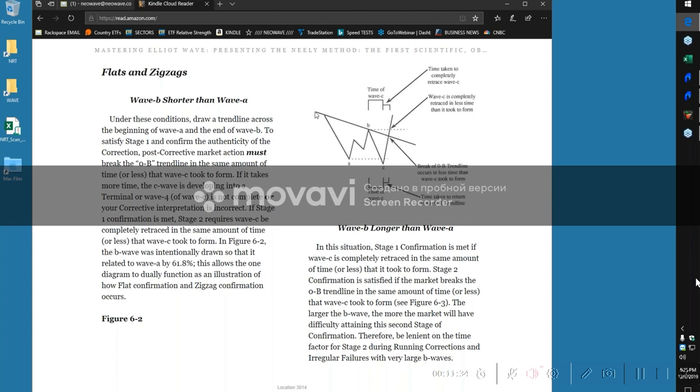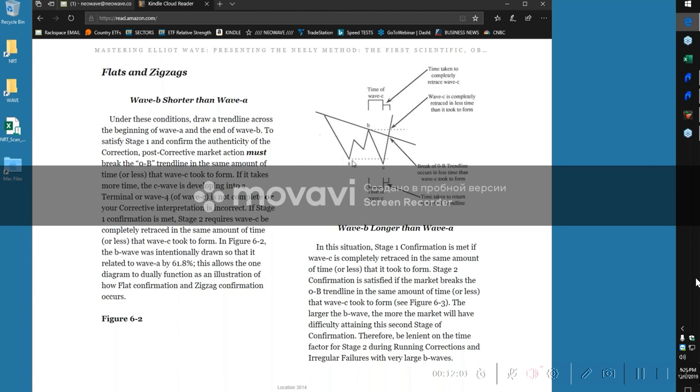But if the pattern has a downward slope, or the 0B trend line has a downward slope, then stage 1 confirmation will happen first by breaking the 0B trend line. So if you're dealing with a zigzag or a flat, it's going to break the 0B trend line first in the same time or less as wave C took to form, same complexity or less, preferably less. And then the second stage confirmation will be a complete retracement of wave C.